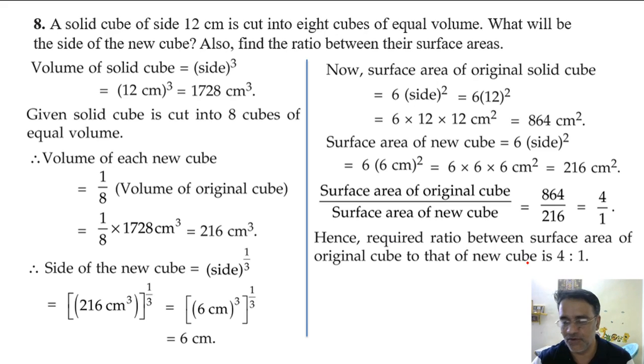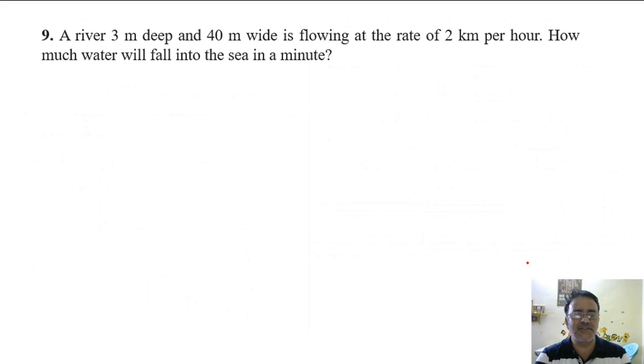No, sir. Okay, so now this is the last question of the exercise. A river 3 meter deep, 40-meter wide is flowing at the rate of 2 kilometer per hour. How much water will fall into the sea in a minute? Now this question is very useful for you for class 10th also, because class 10th has speed related questions. If you practice from class 9th onward, it will be easy for you in class 10.